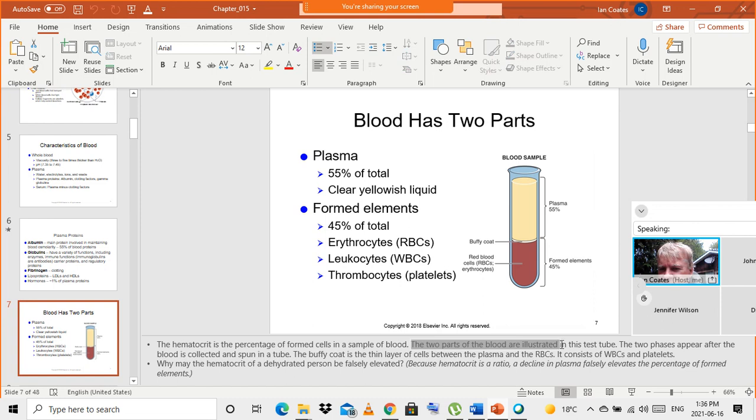The 2 parts of the blood here are illustrated, and the 2 phases appear. Don't forget about this little buffy coat layer. This is a thin layer of cells between the plasma and the RBCs. These are your WBCs and your platelets in here. So plasma is just the yellowish ooze that you'll sometimes see if you leave a cut for too long.